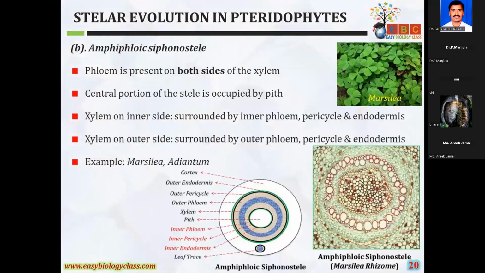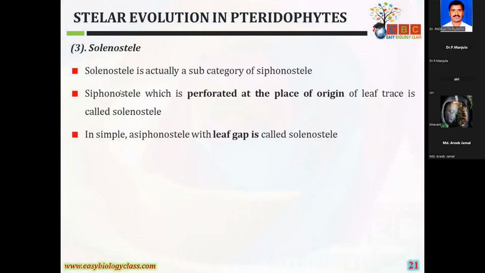Next, amphiphloic. Phloem is present on both sides of the xylem, that is, inner phloem and outer phloem. Examples for this are Marsilea and Adiantum. Solenostele is actually a subcategory of siphonostele. A siphonostele which is perforated at the place of origin of the leaf trace is called a solenostele. In simple terms, a siphonostele with leaf gap is called a solenostele.